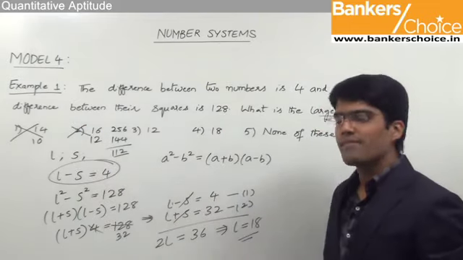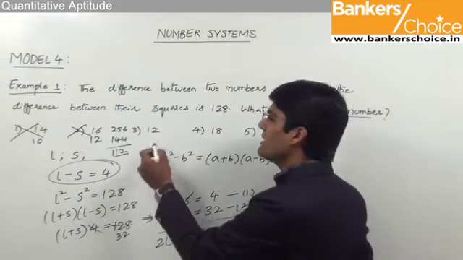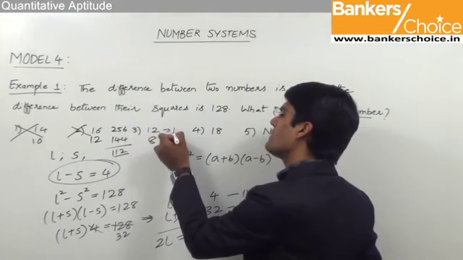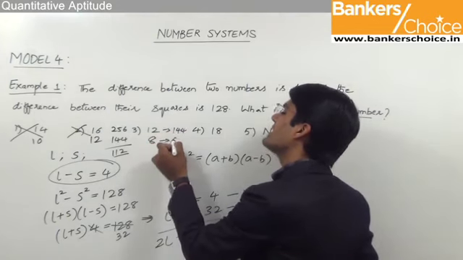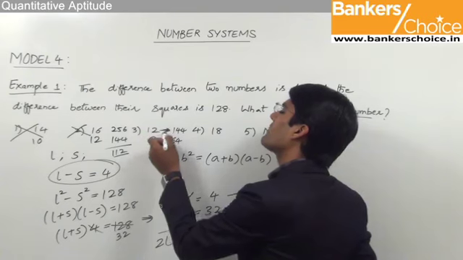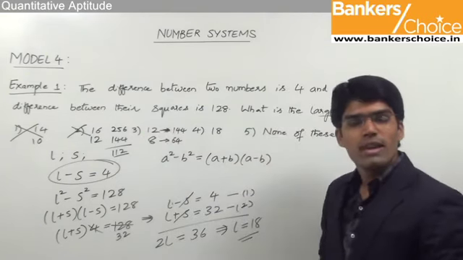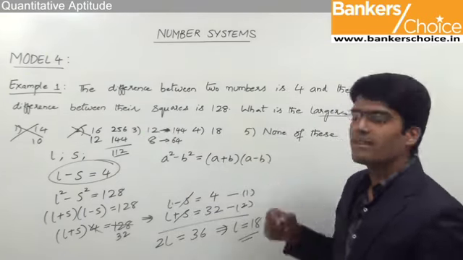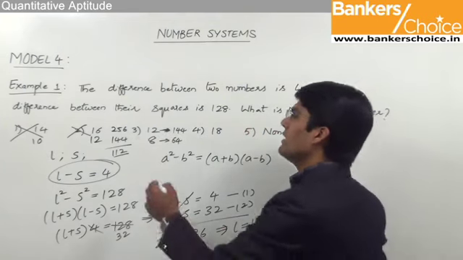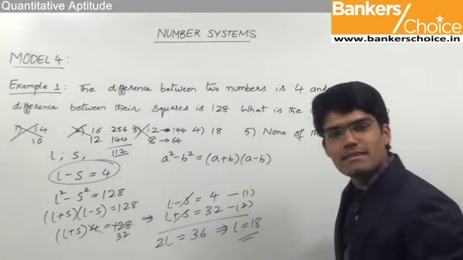Moving on to the third option, if the larger is 12, smaller has to be 8. 12 squared is 144 and 8 squared is 64. 144 minus 64 will be equal to 80. But the question says the difference should be 128. So even the third option gets cancelled.